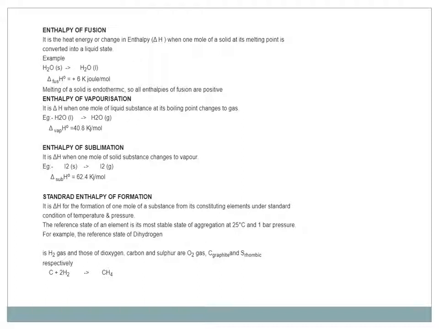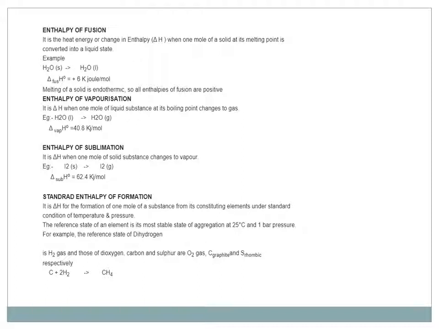Enthalpy of vaporization. It is the enthalpy change when 1 mole of a liquid substance at its boiling point changes to gas. This H2O liquid changes to H2O gas, and delta H naught of vaporization is 40.8 kilojoule per mole.